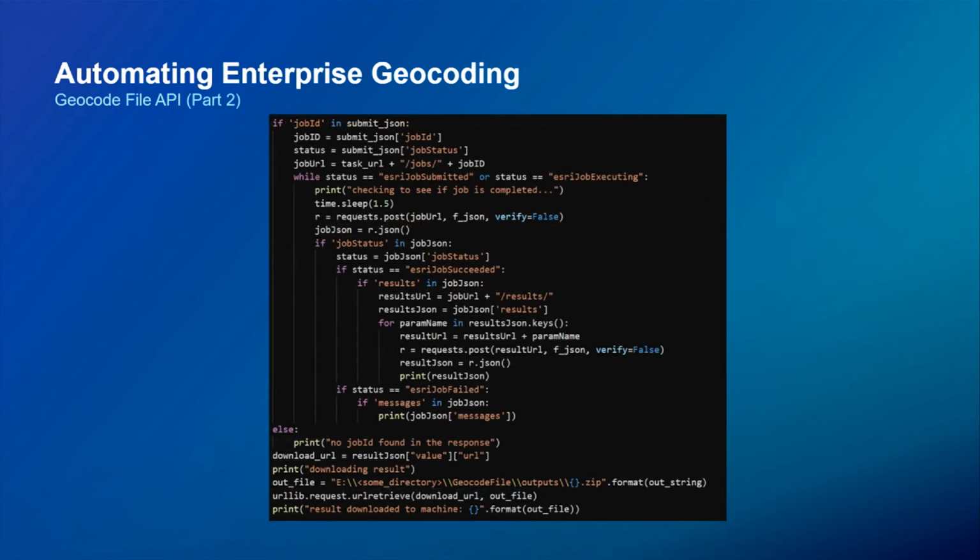And if any of you have worked with asynchronous services before, you'll know that you'll need to write a loop like this that checks, hey, is the job done yet? Which basically says, if the job is executing, check if the status is Esri job succeeded. If it has succeeded, then go forth, download the results, dump them to somewhere on disk, and look at your geocoding results.